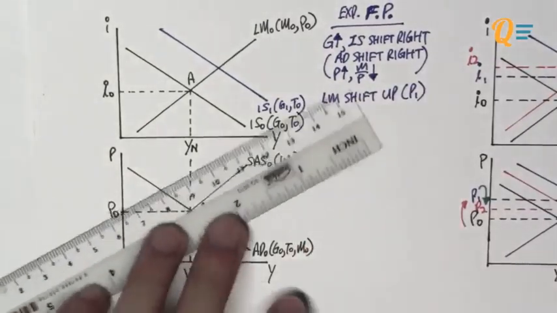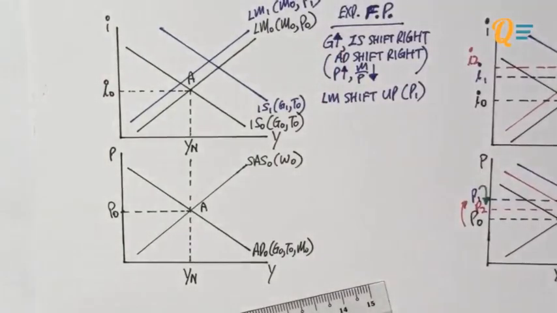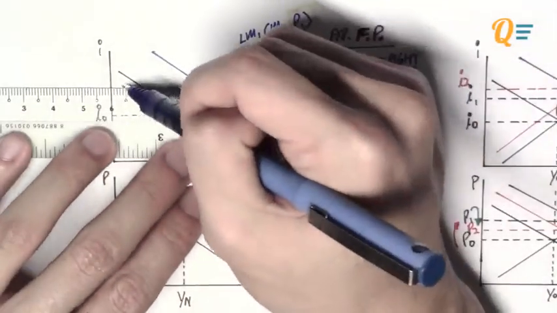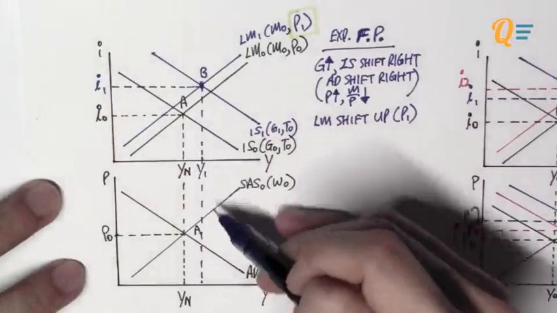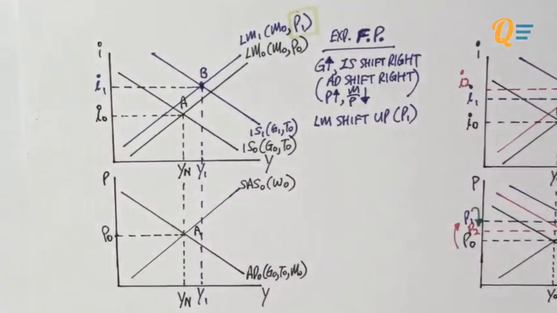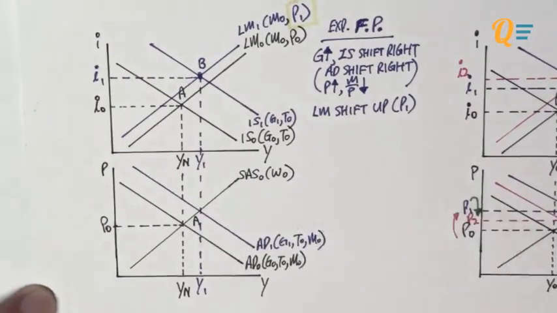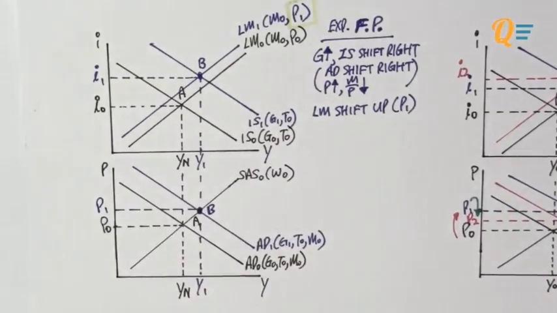So here's your new IS curve with the new government spending, and here is your new LM curve for the new price level. As you can see, the price level here reflected should be P1. So point B should be the short-run equilibrium in the ISLM model, giving you an output of Y1, and an increase in demand will shift the aggregate demand curve to the right to AD1, reflecting the new government spending of G1. So the new equilibrium in the ADAS model is going to give you a new equilibrium price of P1, which is also reflected in that LM curve.